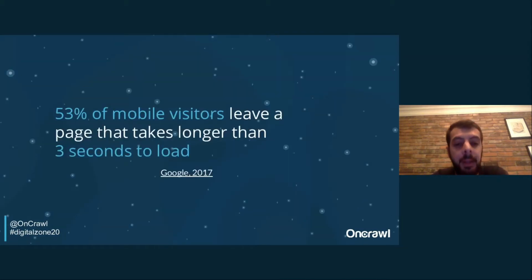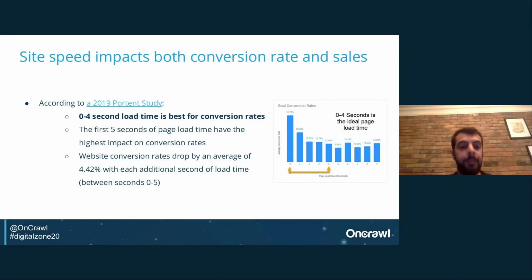In 2017, Google did a report about mobile, and they found that 53% of the mobile visitors leave a page that takes longer than 3 seconds to load. I think that stat is still effective today. In 2019, Portent, which is one of the biggest SEO agencies in North America, also did a study about the site speed impact on the conversion rates and on the sales.